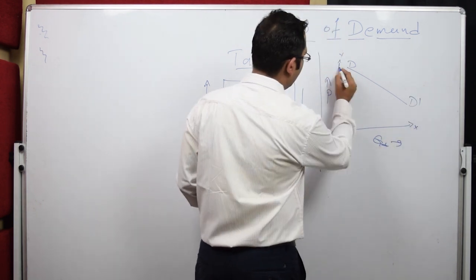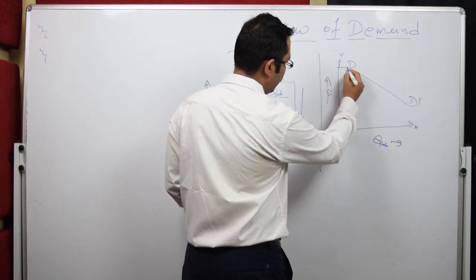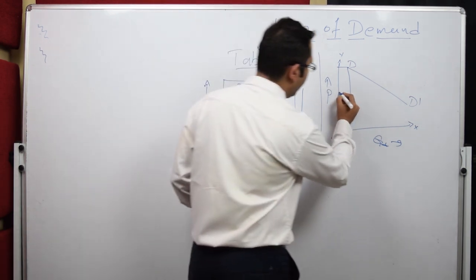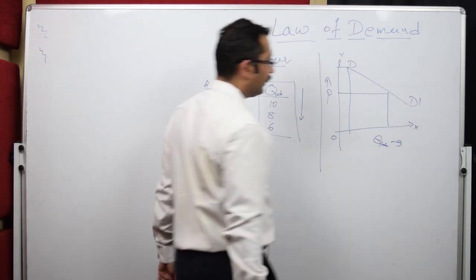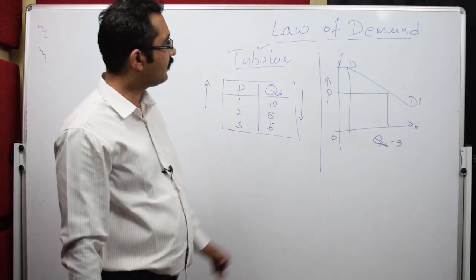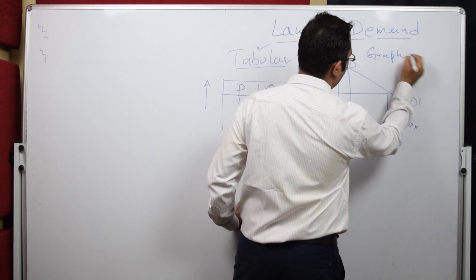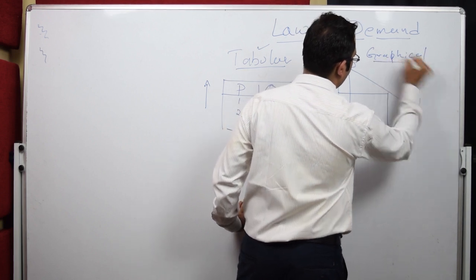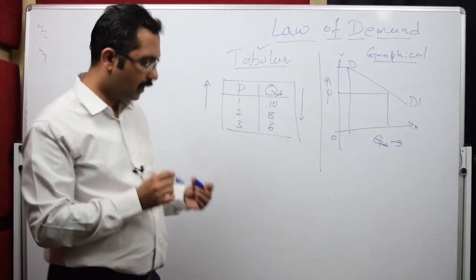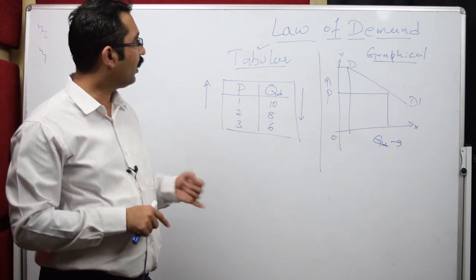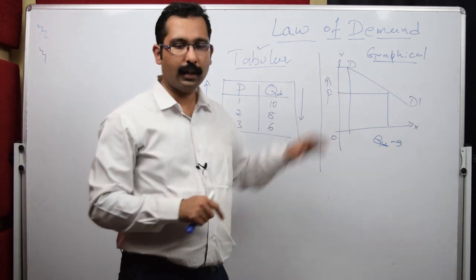So what happens here? When the price is very high, the demand is at its minimum. As price decreases, what is happening to the demand? The demand is increasing. So this is the graphical method of representing the law of demand, right? So we have learned three ways of representing demand. The first one is the textual form, the second one is the tabular form, the third one is the graphical form.